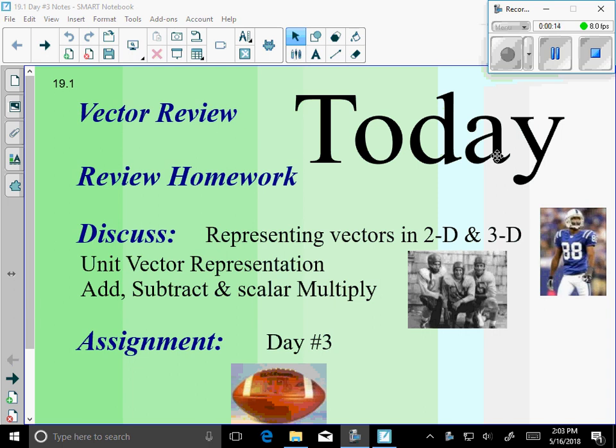We're going to represent vectors in 2 dimensions and 3 dimensions today. We're going to talk about the unit vector representation. We're going to add, subtract, and scalar multiply.